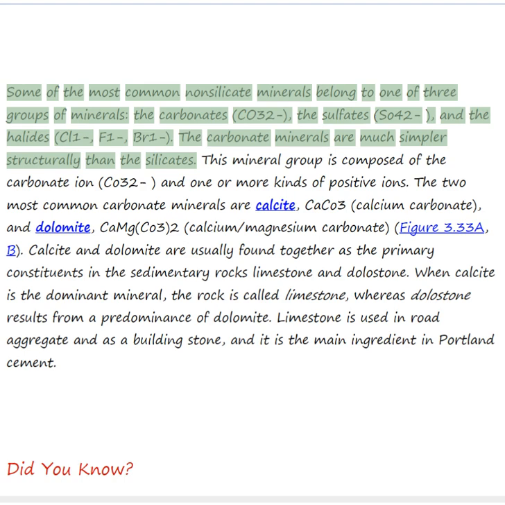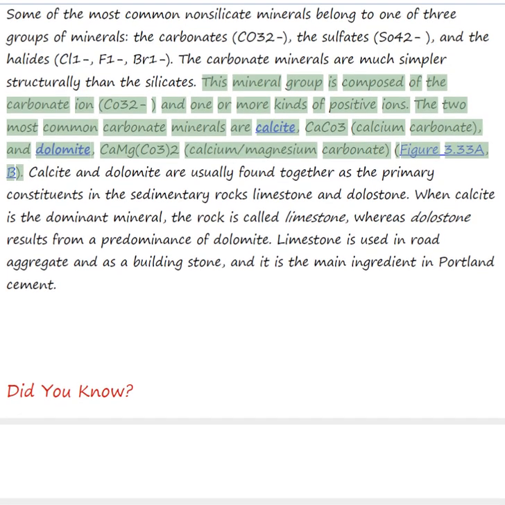Some of the most common non-silicate minerals belong to one of three groups of minerals: the carbonates, the sulfates, and the halides. The carbonate minerals are much simpler structurally than the silicates. This mineral group is composed of the carbonate ion and one or more kinds of positive ions. The two most common carbonate minerals are calcite, CaCO3, and dolomite, CaMg(CO3)2.